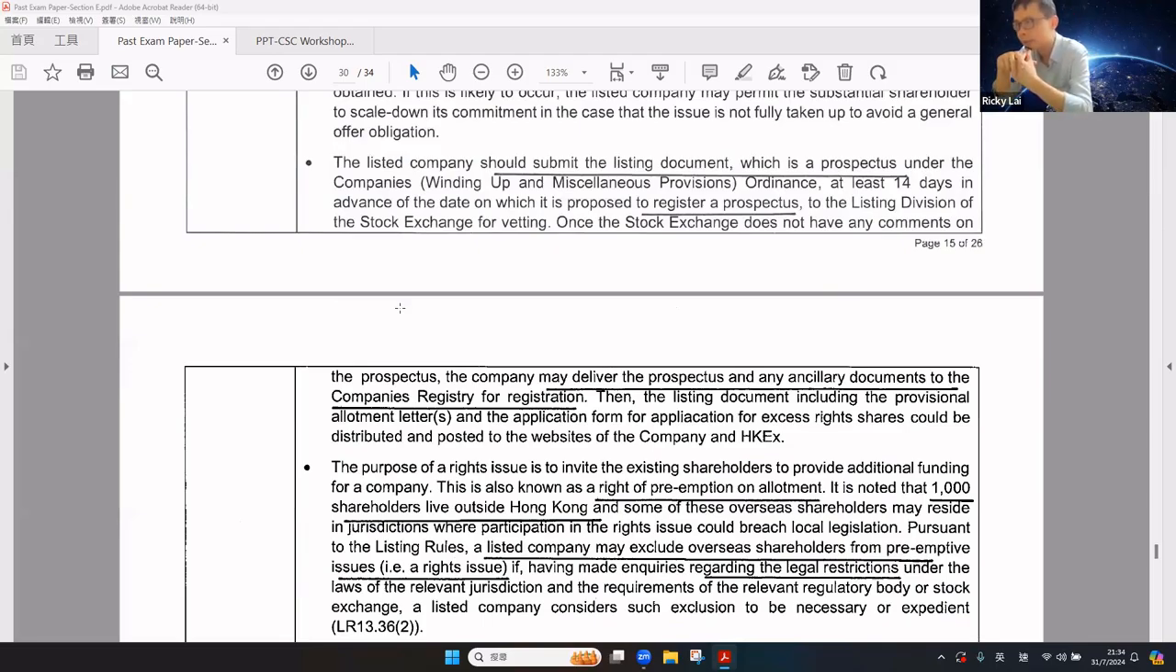The company should submit the listing document, which is the prospectus under the CWO, at least 14 days in advance of the date on which it is proposed to register the prospectus, to the listing division of the stock exchange for vetting. Once the stock exchange has no comment, the company may deliver the prospectus and other documents to the CR. Then the listing document, including the provisional allotment letter and the application form for excess rights shares, could be distributed and posted on the website of the stock exchange and the company.